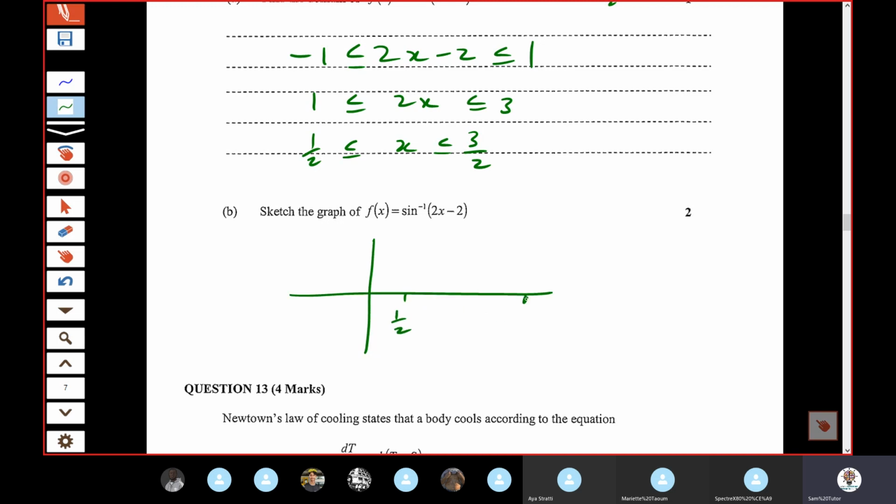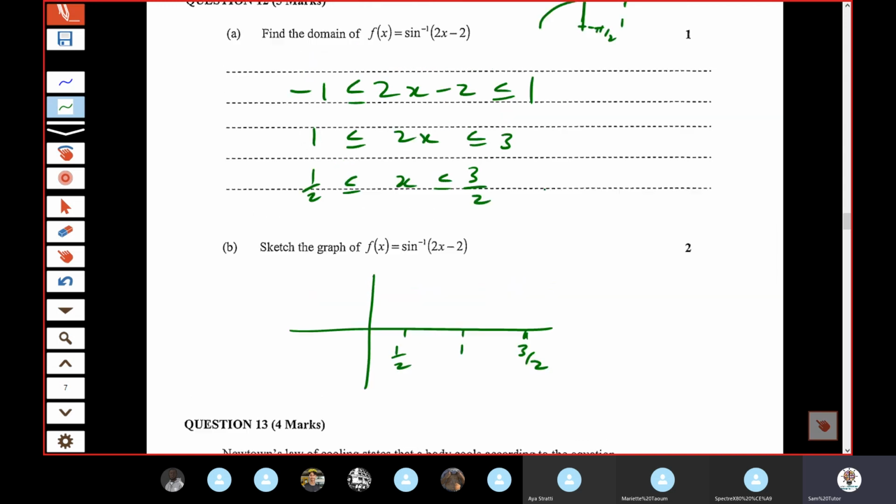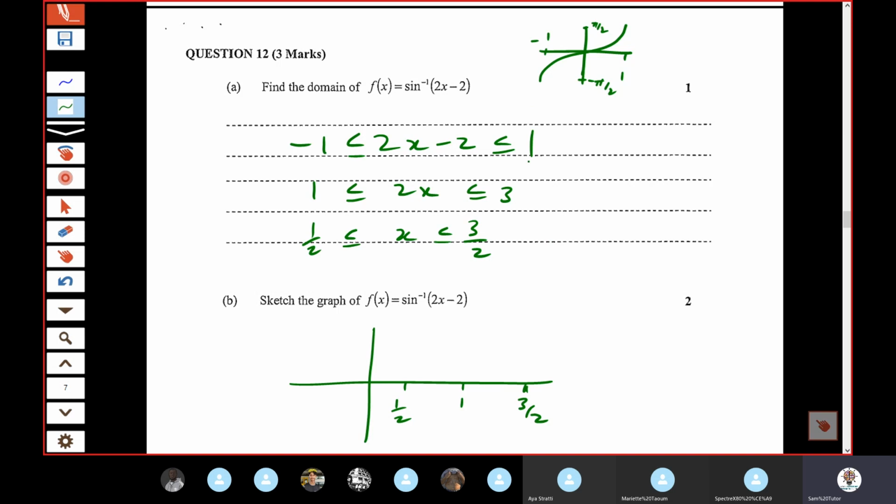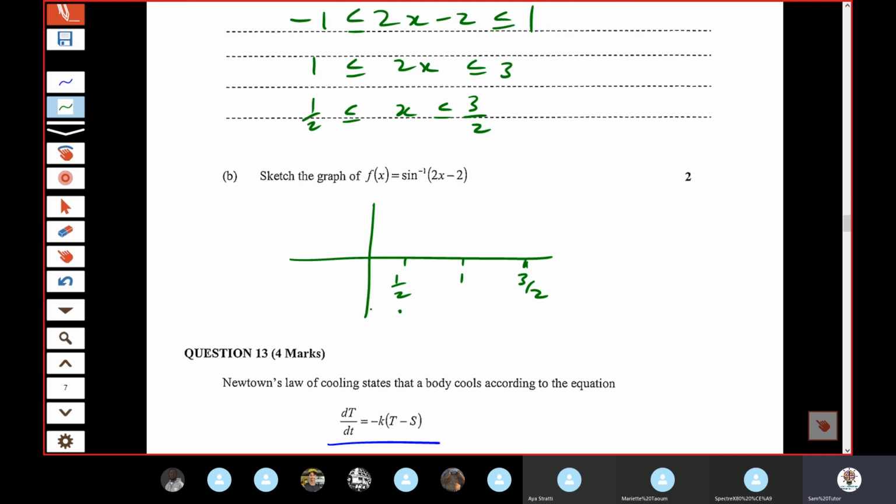There's a half. There's 1.5. It's obviously going to cut through where? At 1. You're starting at negative pi on 2, going all the way to pi on 2. There it is. Any questions? Easy.